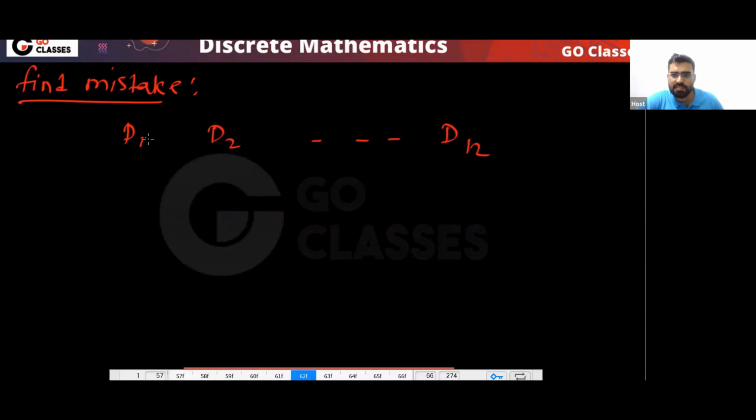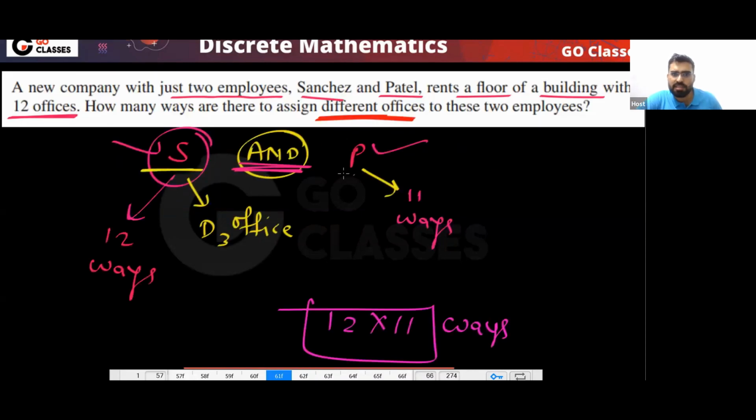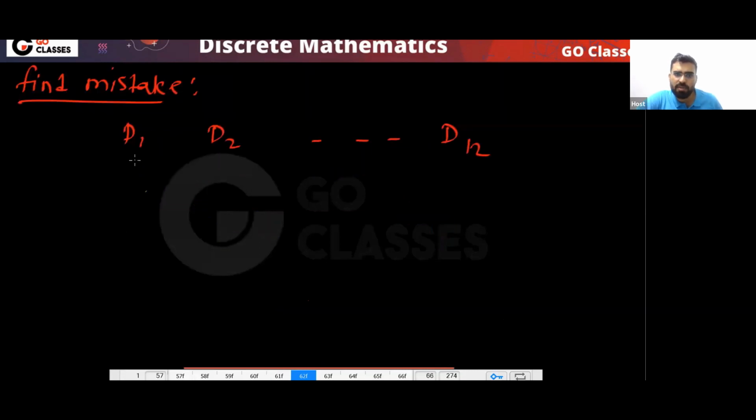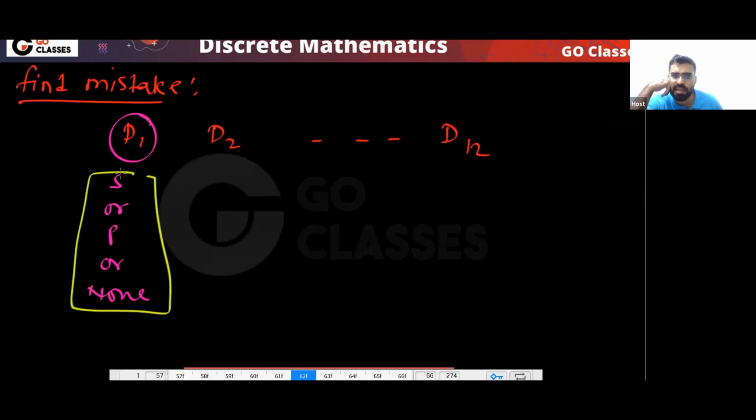Like if I do it like this, is this correct? For this office, how many choices do I have? There are two employees, S and P. How many choices do I have for D1? Some people are saying two choices. What are the two choices? I can give this office to Sanchez, or I can give this office to Patel, or I can give it to none. So can I say three choices? For D1 I have three choices.